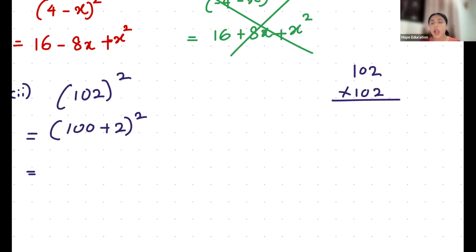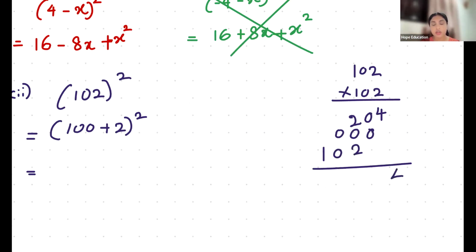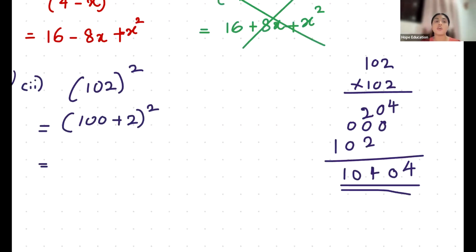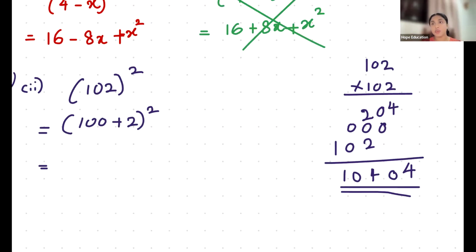Right. Okay. So 102 squared means 102 multiplied by 102. So 2 times 2 is 4, 2 times 0 is 0, 2 times 1 is 2. 0 times 2 is 0, 0, 0. 1 times 2 is 2, 1 times 0 is 0, 1 times 1 is 1. When you add up, 4, 0, 2 plus 2 is 4, 0, 1. This is the answer we are getting. But now 102 is fairly easy, but there could be more difficult questions where you'll have to do multiplication. But this is an easier way for that.